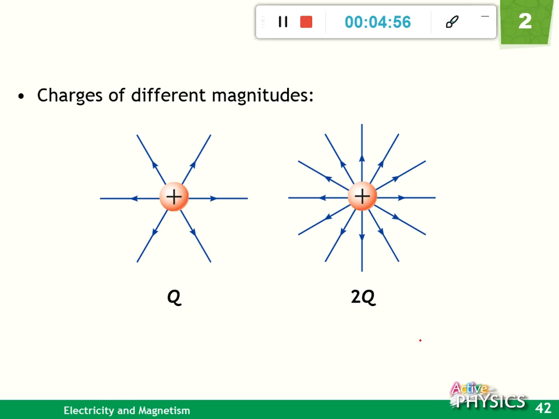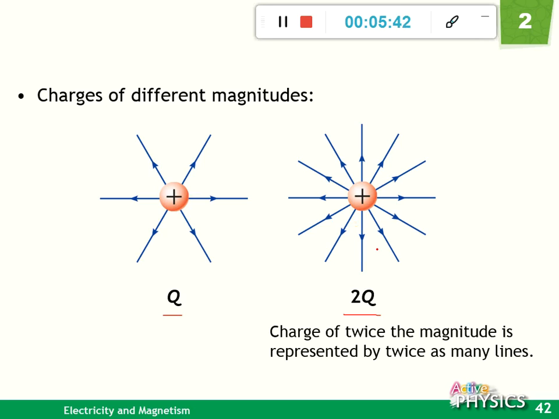Here, charges of different magnitude. With a greater charge, what will happen? You should do the comparison. This one is only Q, the other one is double of it, so the strength of it should be greater. But how do we represent it in a graph? You should draw more lines. But in theory, the number of field lines should be infinity, because we can draw many lines around the point charge. But of course, in an examination, you should show the comparison. This one has only 1, 2, 3, 4, 5, 6 lines. The other one should be double of it, 12 field lines.